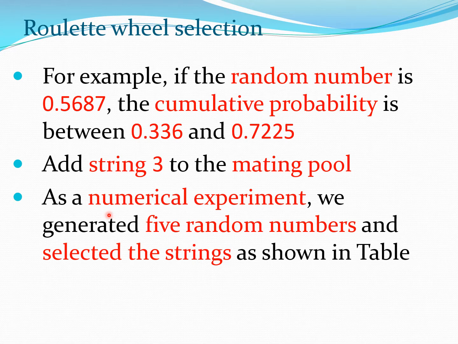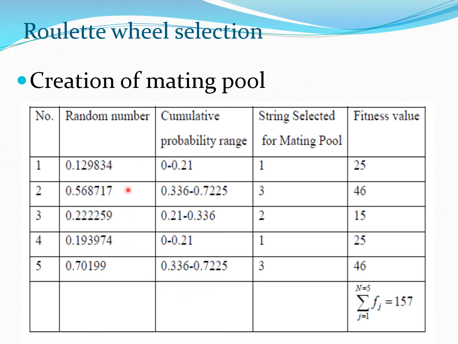Now what we are going to do is a numerical experiment in the next slide, and I'm going to create 5 random numbers and select the strings corresponding to those. So here is my 5 random number set. We already discussed one of the numbers here, but let's say this number is there. Now this falls in the cumulative probability range between 0 and 0.21. So we select string number 1 for the mating pool, which is within this range.